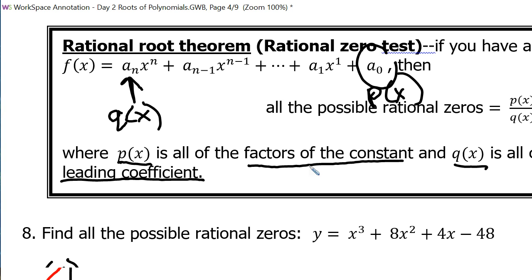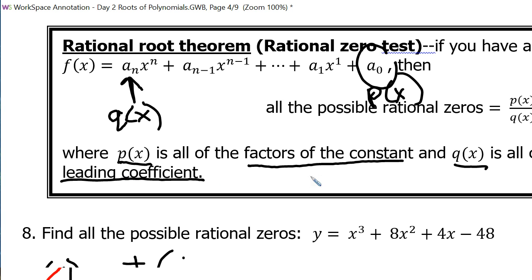The constant. So my constant is what? Negative 48. Just ignore those negatives. We're finding all the factors for 48. Now, we could have plus or minus. We could have a positive 1 and a negative 48, or a positive 48 and a negative 1. So we'll put a plus or minus out front to remind us that either one could be positive, the other one could be negative. Now, listing all the possible factors of 48.